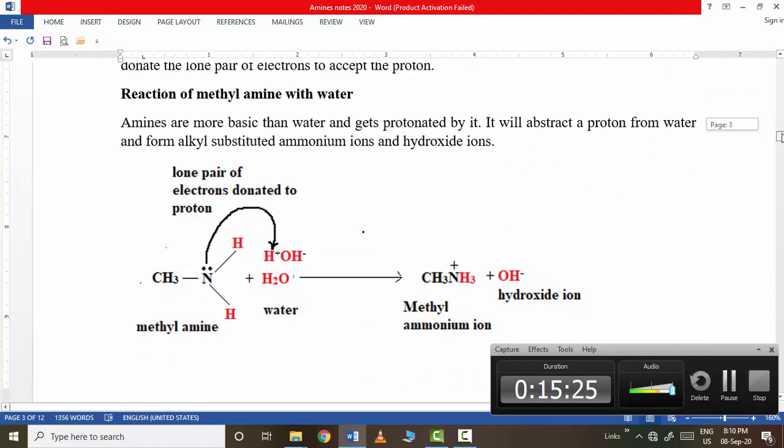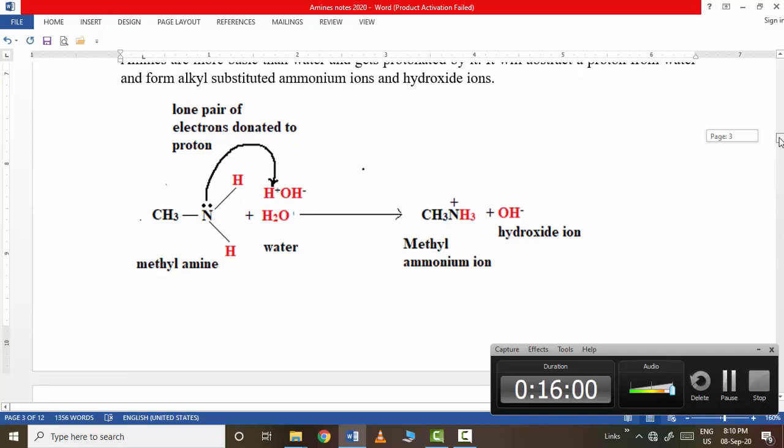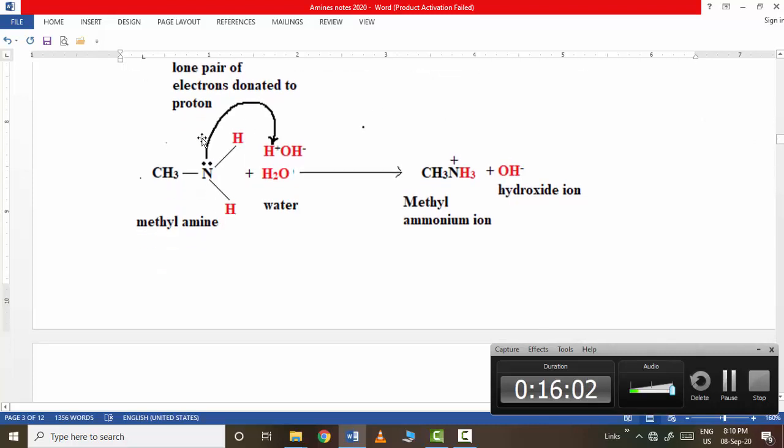Now let us look into the reaction of methylamine with water. Amines are more basic than water, and get protonated by it. That means it will take the proton, the hydrogen ion, of the water. It will abstract a proton from water and form alkyl substituted ammonium ions and hydroxide ions. So let us look into the reaction.